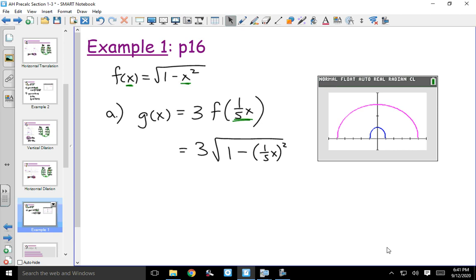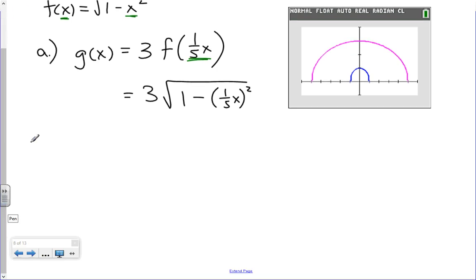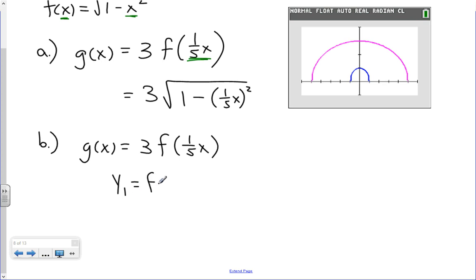And now let's graph this the other way. The second way they ask us to do that in this problem for part B is to do it by using your graphing calculator's built-in function notation feature. So again, what that means is if g of x is equal to 3 times f of 1/5 x, then on our calculator, we've already defined that y1 is equal to f of x. We've already used y2, y3, and y4 now, so I'm going to put this in y5, I guess.